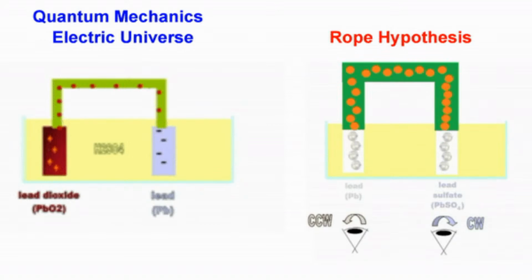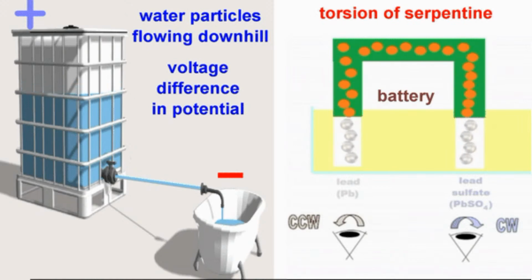In the case of the rope model, all we have is clockwise and counterclockwise. So we have two different mechanisms for this so-called negative and positive. How do they explain voltage in the religion of quantum mechanics? Well, they explain it, according to these folks, as water particles flowing downhill. Voltage is simply a difference in potential.